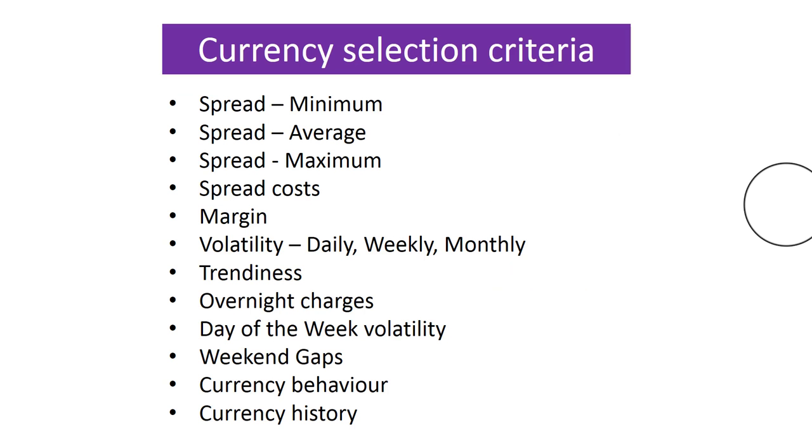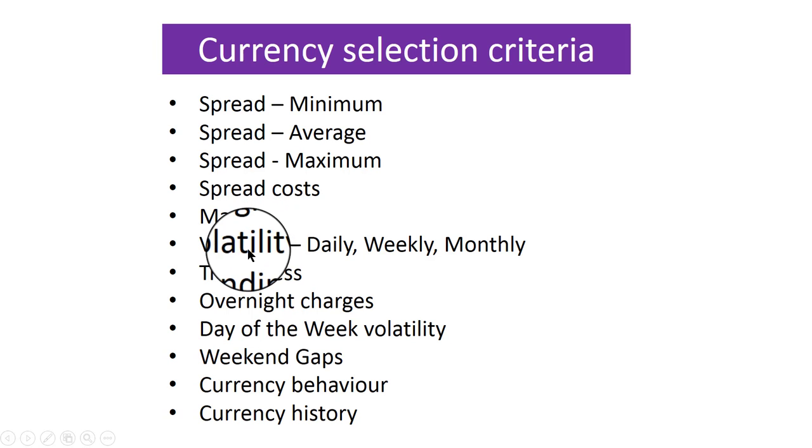Now, just to recap, there are lots of criteria that you can use to select currencies, and what we're going to be looking at today are some of these criteria. You can look at the spread, the minimum spread that the broker charges, the average spread that the broker charges, and the maximum that they charge. That's in pips, and then obviously in cost. How much does the spread cost?